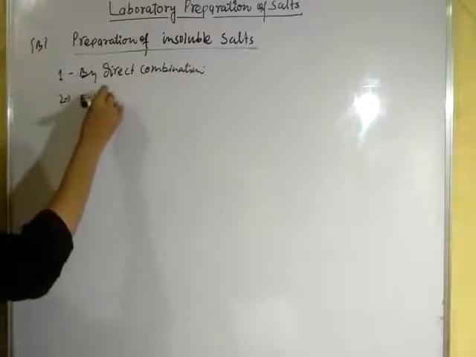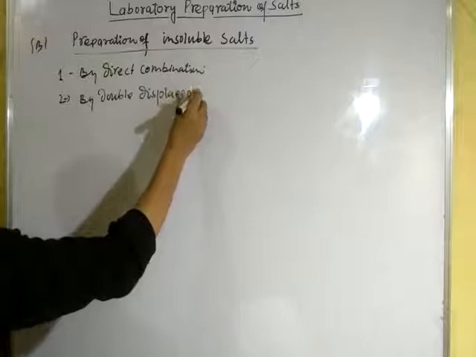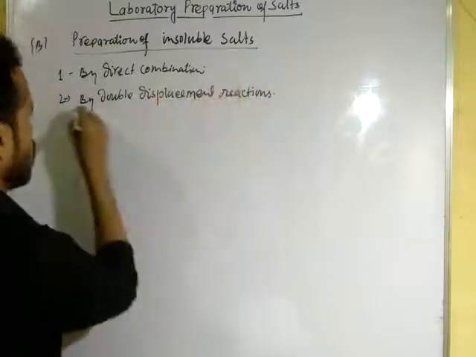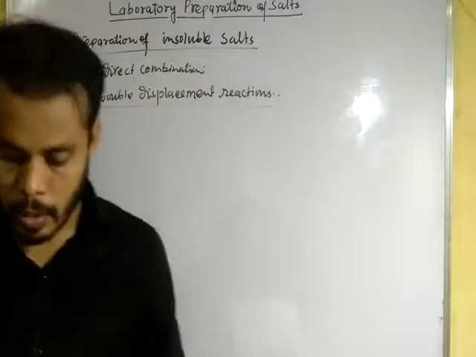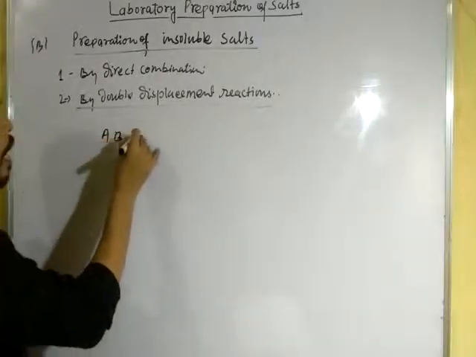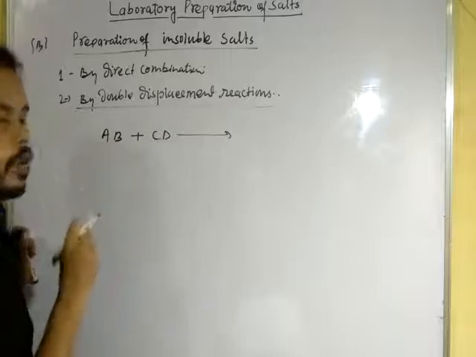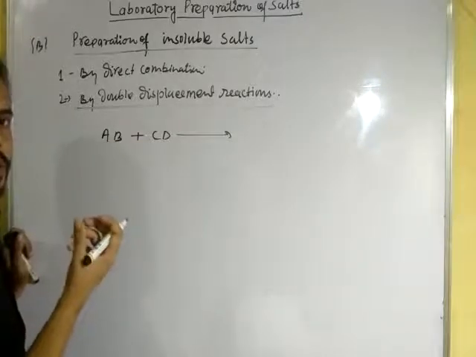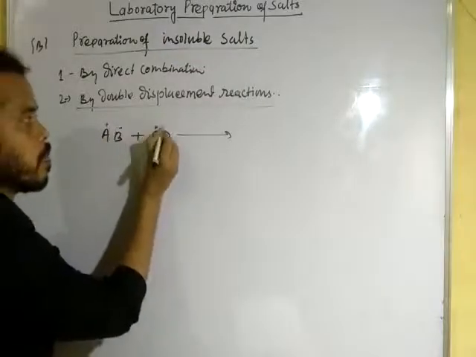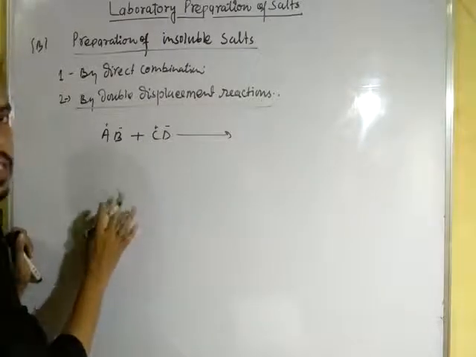Next one is by double displacement reaction. Very important reactions, dear student. First of all, see the skeleton. Suppose here A, B and here C, D. This is a compound and this is another compound. When we write the formula of a compound, the first part should be positive and the second part should be negative. The interchange of the ions takes place in these reactions.